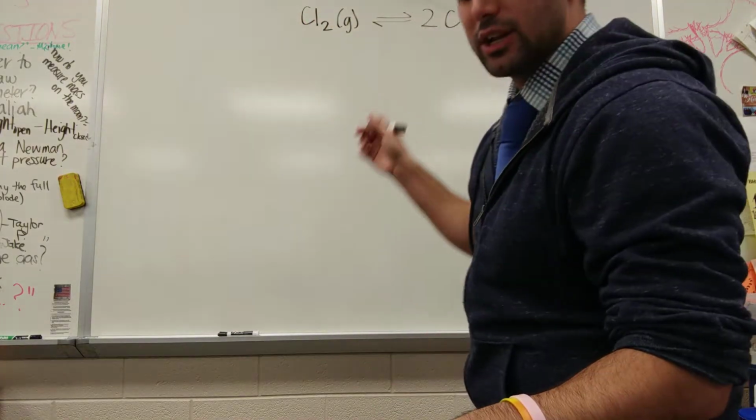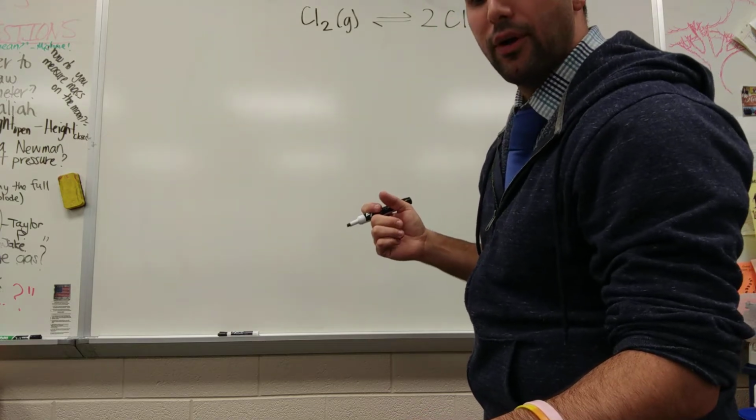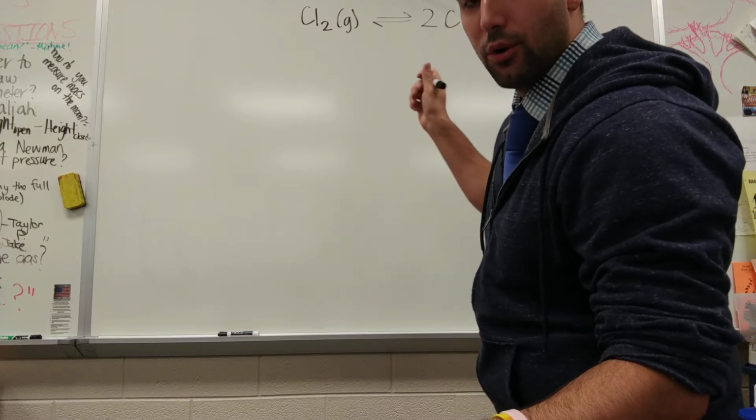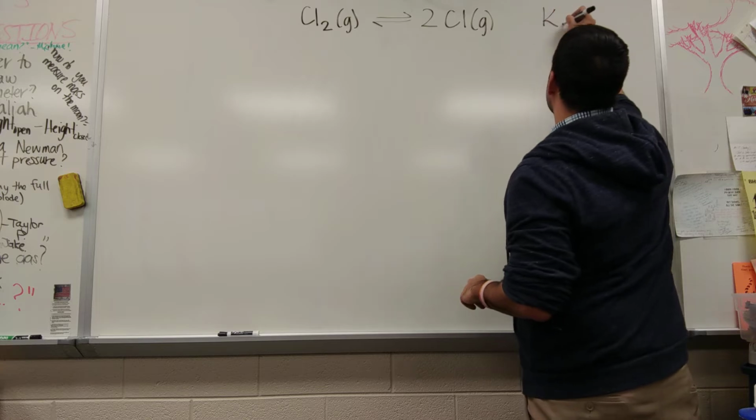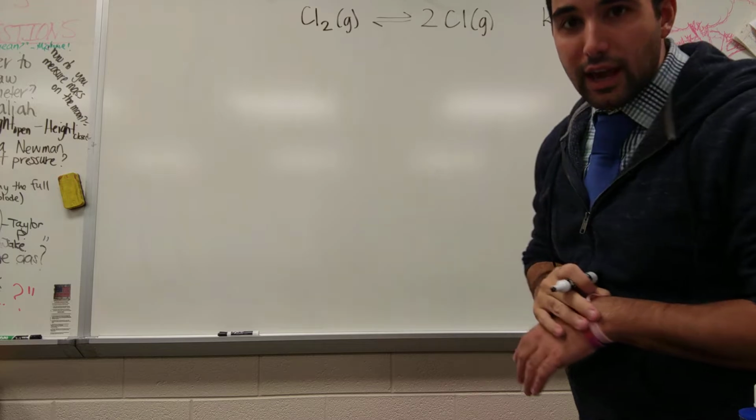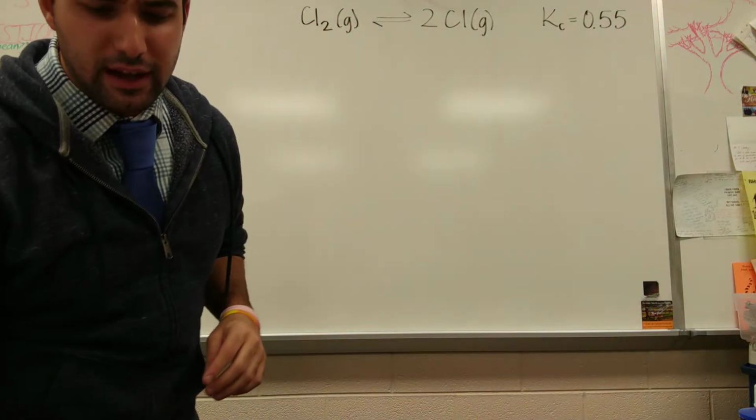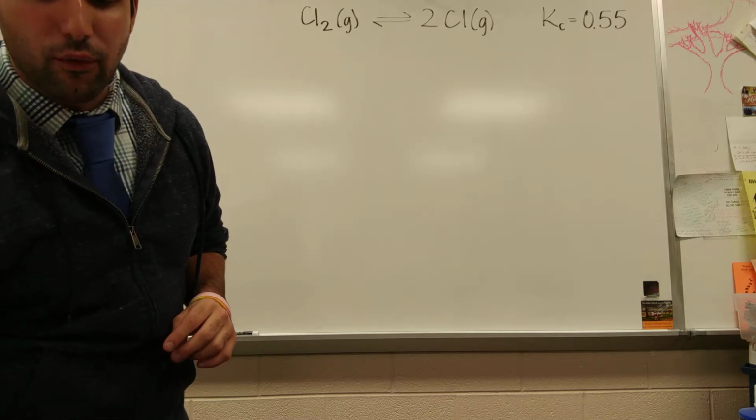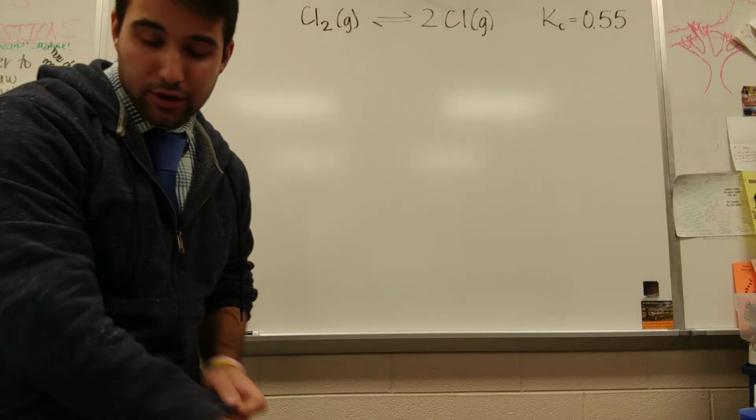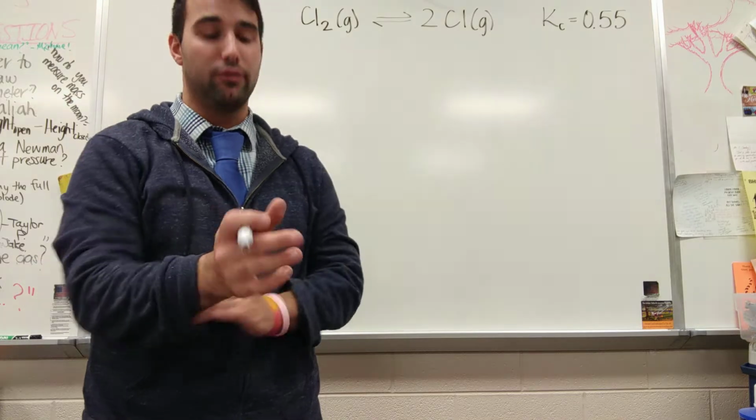So it says the dissociation at high temperatures into chlorine atoms, right here. At 3,000 degrees Celsius, for example, the equilibrium constant Kc is 0.55. So they gave you the equilibrium constant here. Now it says, if the partial pressure of chlorine molecules is 1.5 atmospheres, calculate the partial pressure of the chlorine atoms. So there's a couple of things involved here.